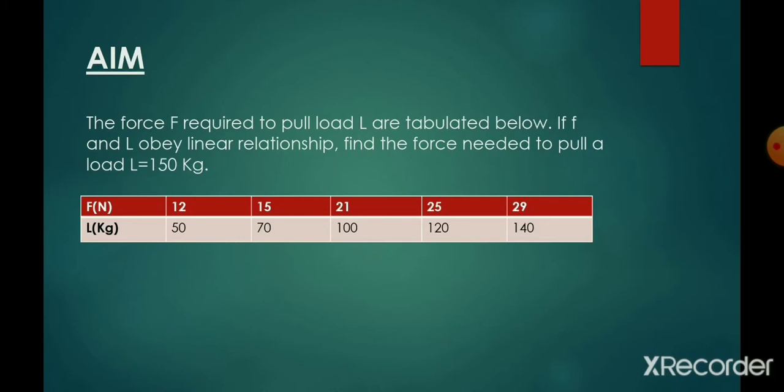Here we can see that there are some data. Force: 12, 15, 21, 25, 29, and the corresponding L values are 50, 70, 100, 120 and 140. So we have to determine the value of force corresponding to L equal to 150 kilogram. It can be easily accessed by the least square curve fitting method.